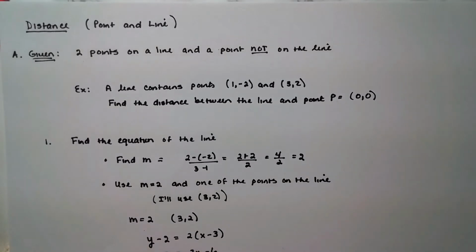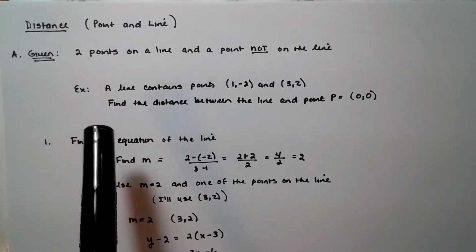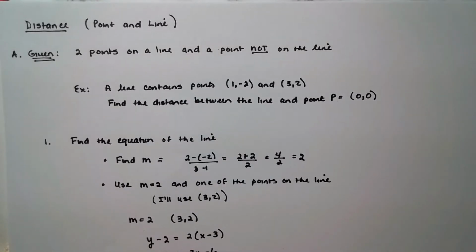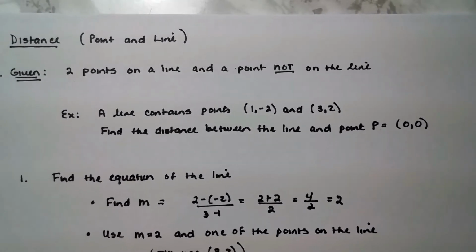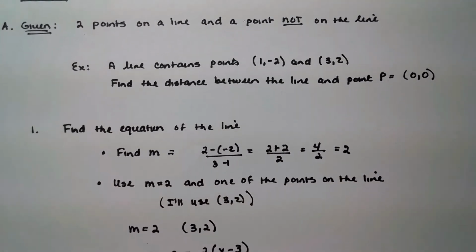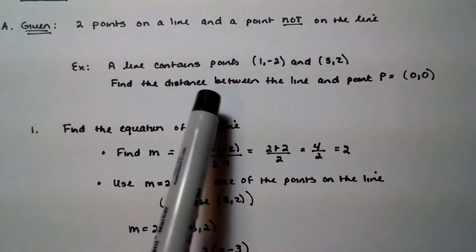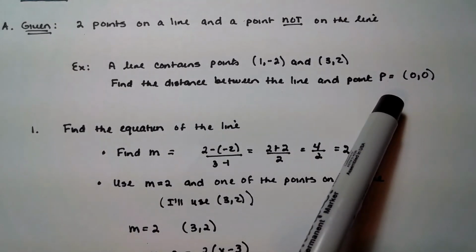The first scenario is the one that we started out with, where you're given 2 points that a line passes through, or that are on a line, but you don't have the equation of the line. And then they also give you a point that's not on the line. One of the examples that we did, because this is best learned through example, you should have all of the steps in your notebook: a line contains points (1, -2) and (3, 2). Find the distance between the line, so these 2 points make up the line, and the point (0, 0), not on the line.